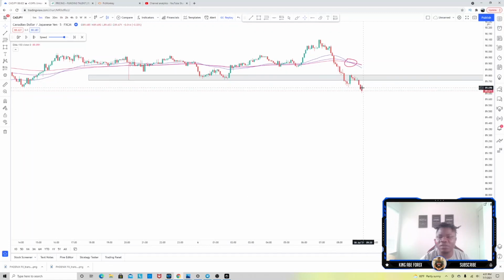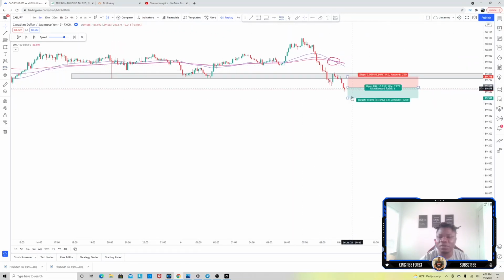Right here, this would have been your entry right over here. Now what do we do? Now we can target our pips, and when you're using this strategy, I actually recommend that you target 1 to 5 risk to reward ratio.